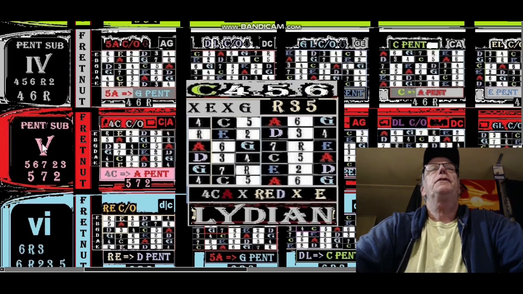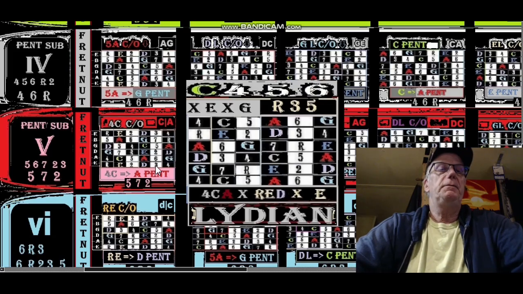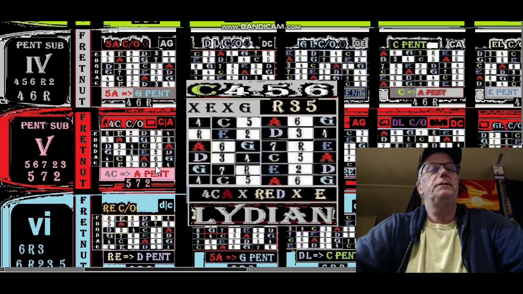So the fifth Mixolydian pentatonic. Remember, there is no Mixolydian diatonic. I mean, it's either a Mixolydian or it's an Ionian.